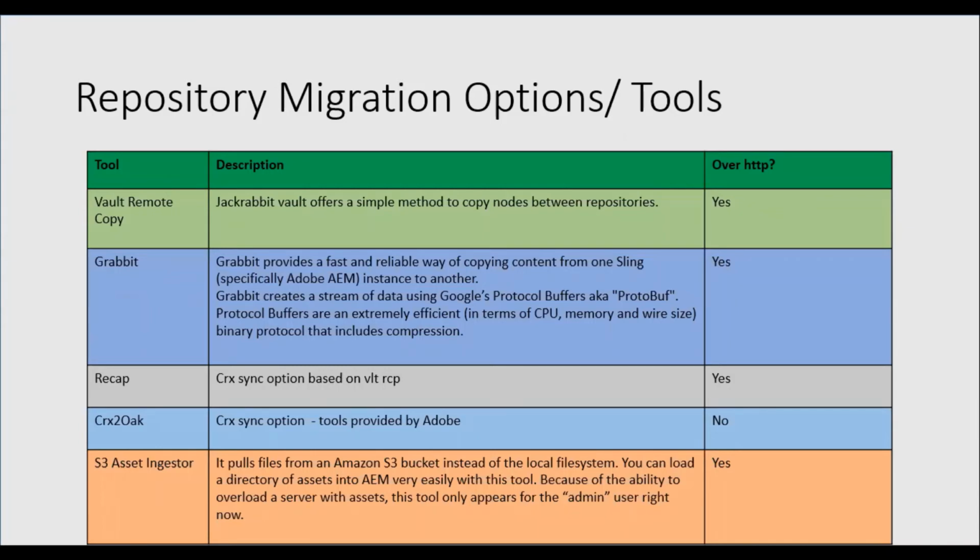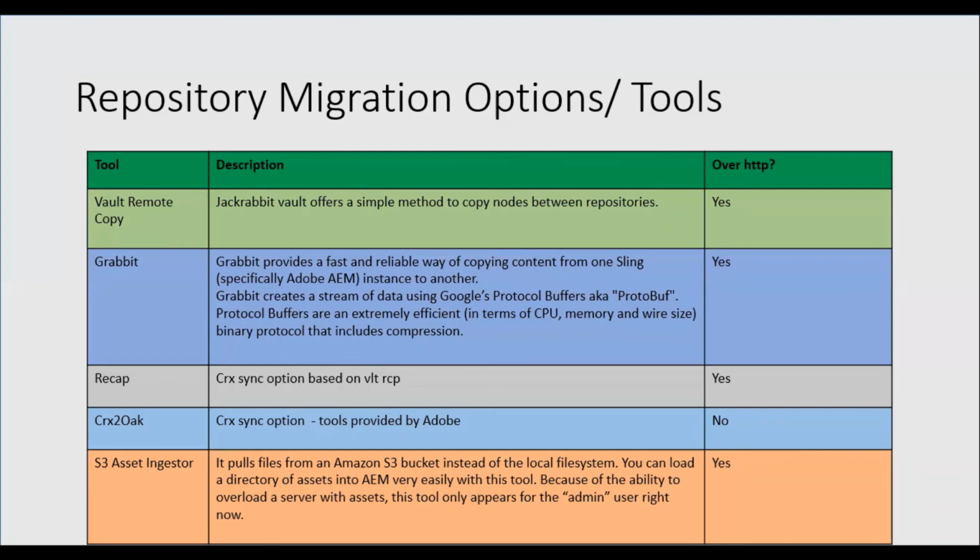The second tool is called Grabbit. Grabbit provides a fast and reliable way of copying content from one Sling instance to another. Grabbit creates a stream of data using Google's protocol buffer, also called protobuf. Protocol buffers are an extremely efficient binary protocol that includes compression, and this is again over HTTP.